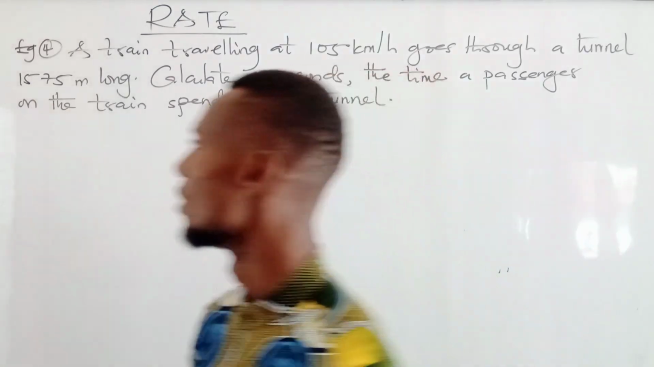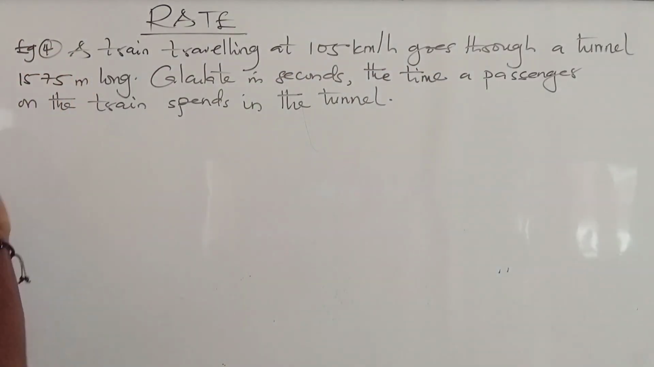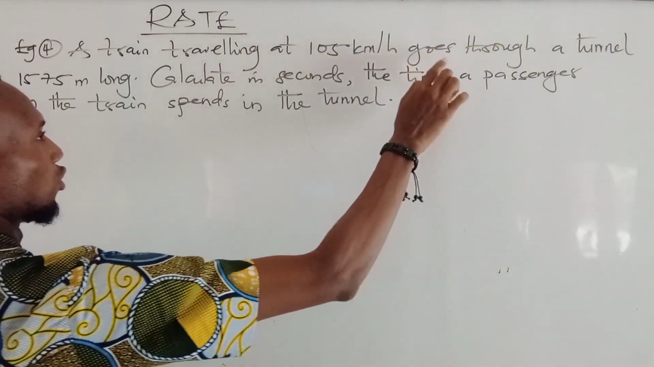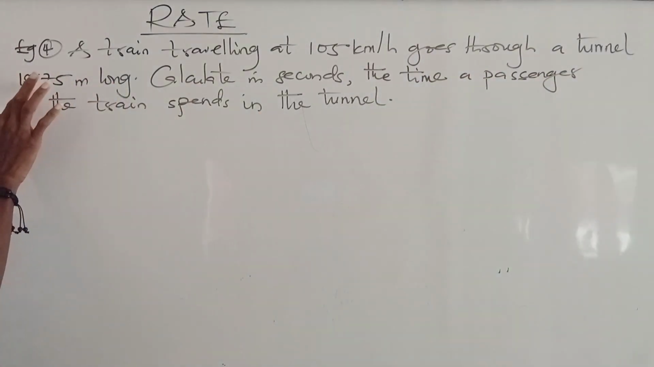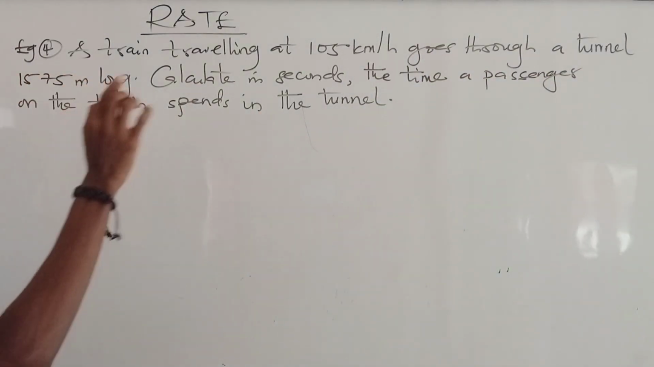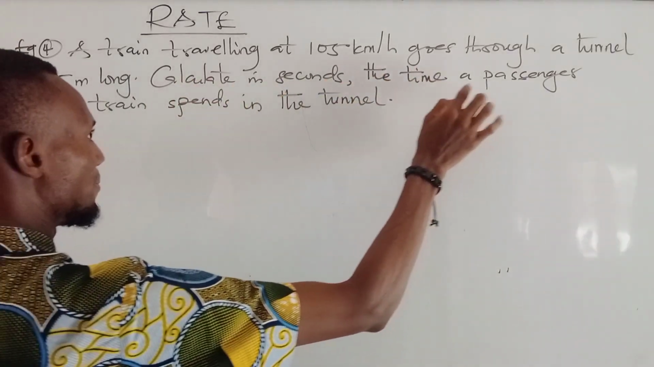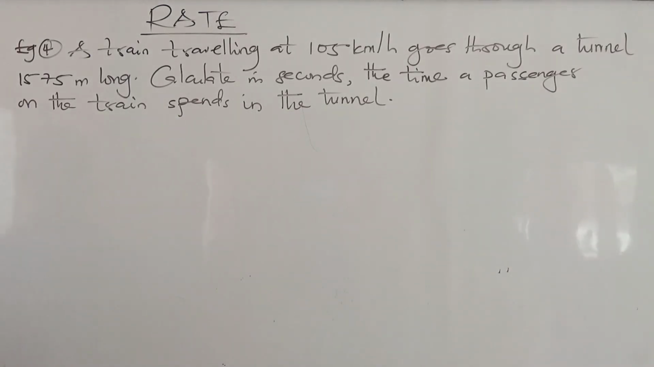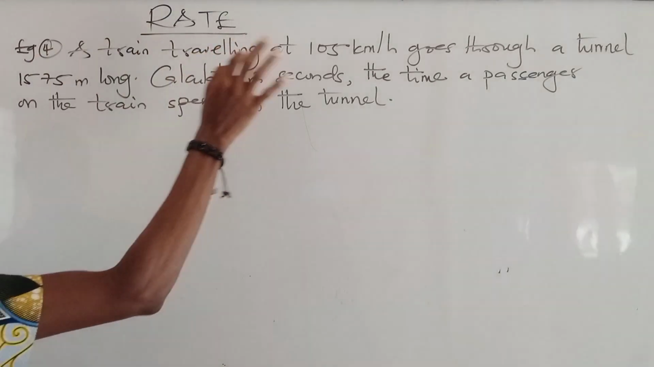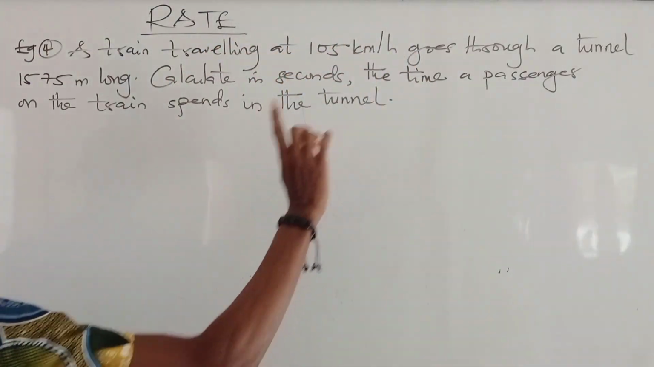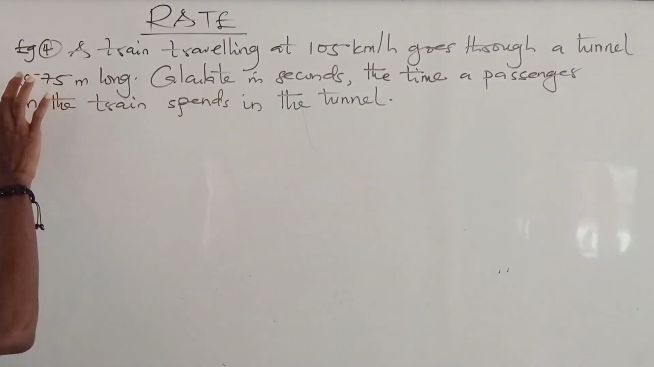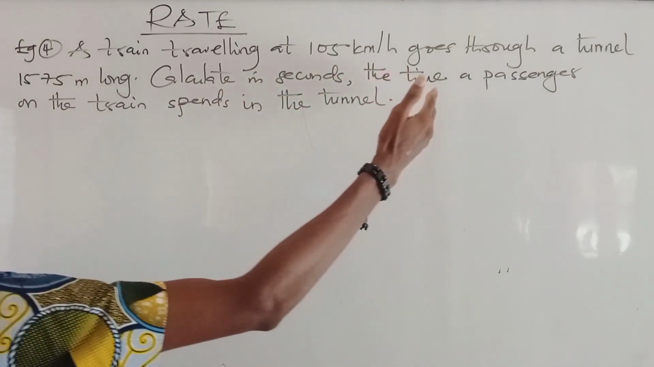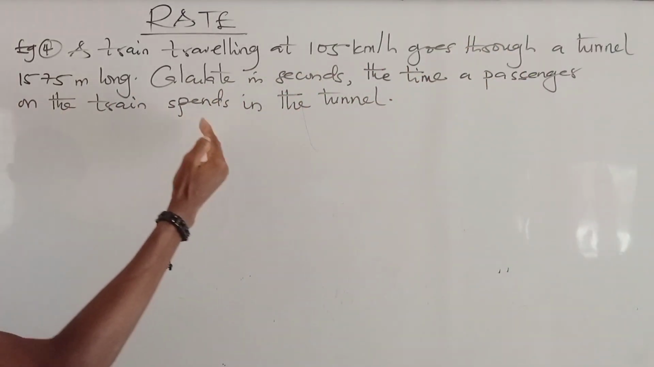Okay, so let's read the question. Example 4 says that a train traveling at 105 kilometers per hour goes through a tunnel 1,575 meters long. Calculate in seconds the time a passenger on the train spends in the tunnel. Let me read it one more time. It says that a train traveling at 105 kilometers per hour goes through a tunnel 1,575 meters long. Calculate in seconds the time a passenger on the train spends in the tunnel.